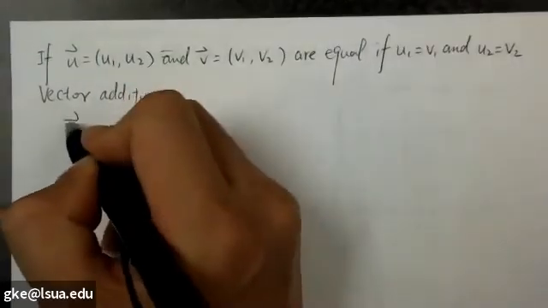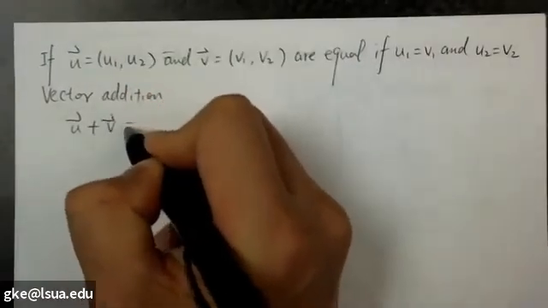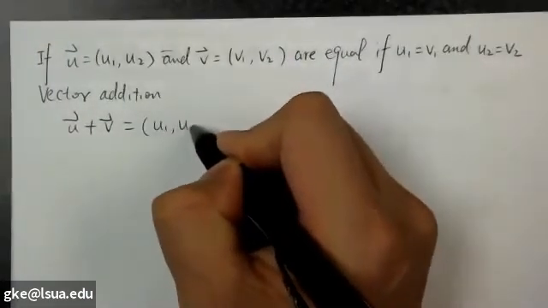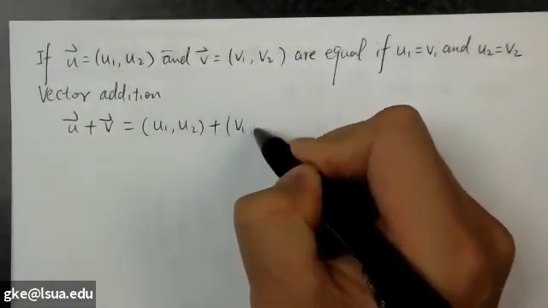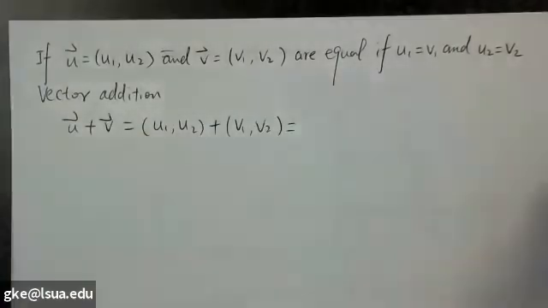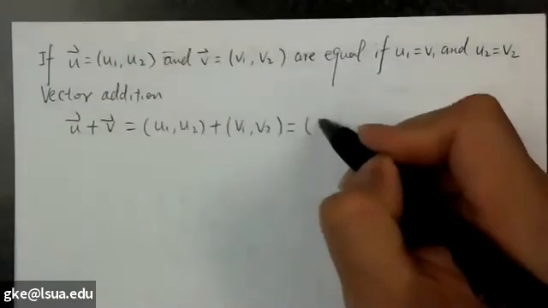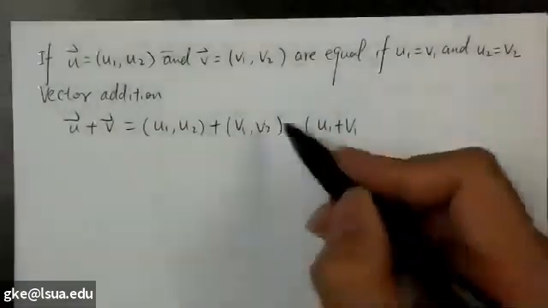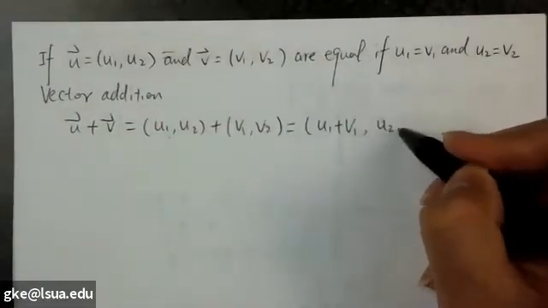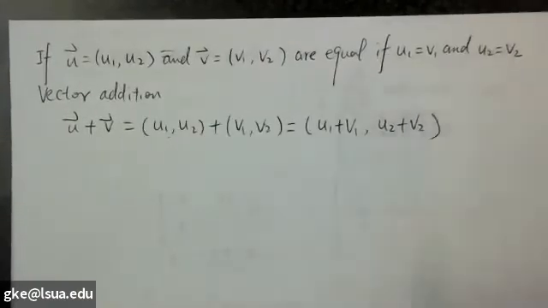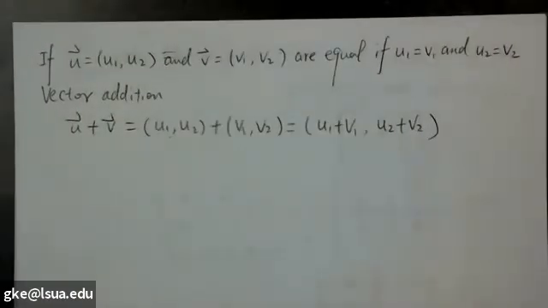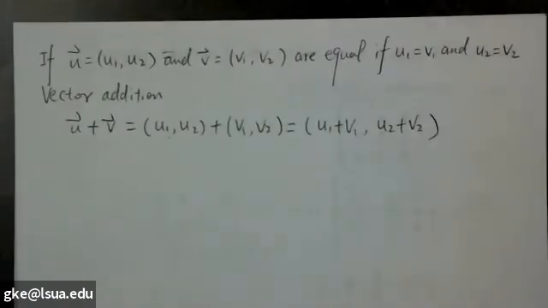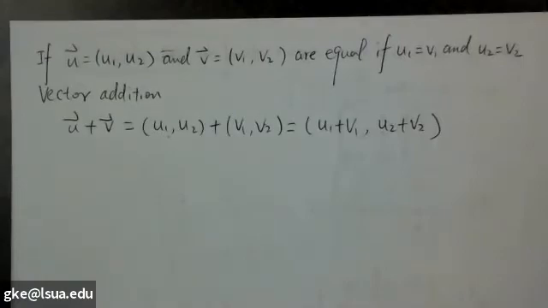If u vector plus v vector, we just let these two add together. The first component adds the first component, the second component adds the second component. Okay. And we also have the vector subtraction.